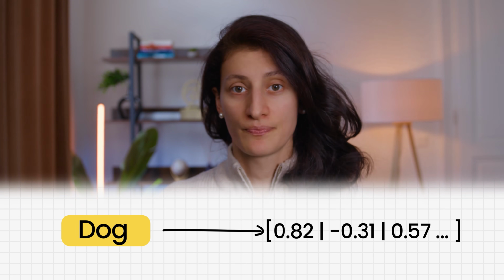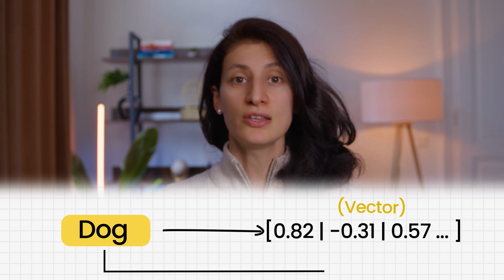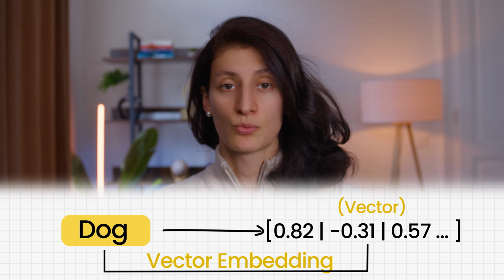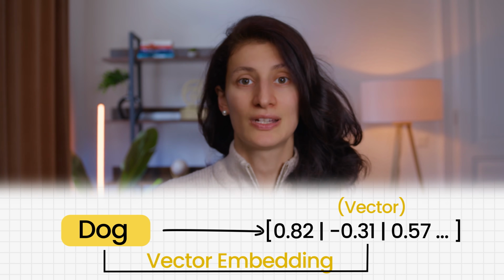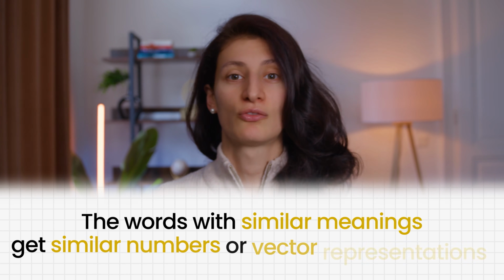Now here is another interesting but very underrated concept. When AI works with text, it converts words into numbers, specifically into lists of numbers, which are also called vectors. These are called vector embeddings, which are vector representations of text. And here's the cool part and why this matters. Unlike traditional databases where you look up a word by finding all the matches of that exact word, with embeddings or vector databases, words with similar meanings get similar numbers, or vector representations.